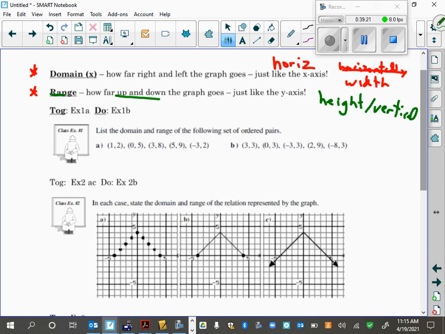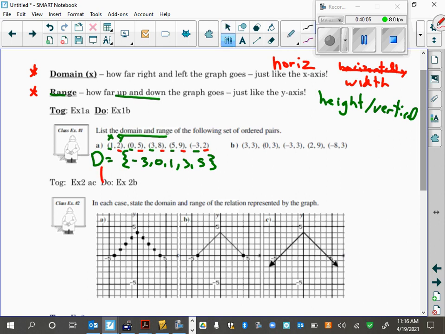Here's the easiest one: domain and range of ordered pairs. The domain equals all the X values. This always goes X, Y, so it's 1, 0, but you want to put them in numerical order from lowest to highest. So the domain for this one would be -3, 0, 1, all the x coordinates of the points. That's the domain of those points, all the possible values of x. And similarly, all the values of y are the range.